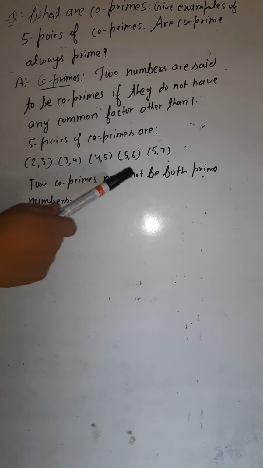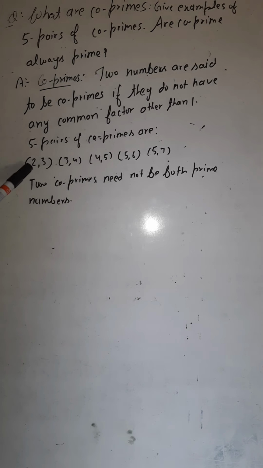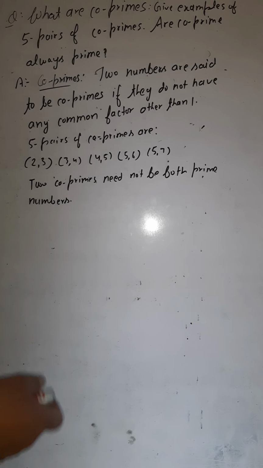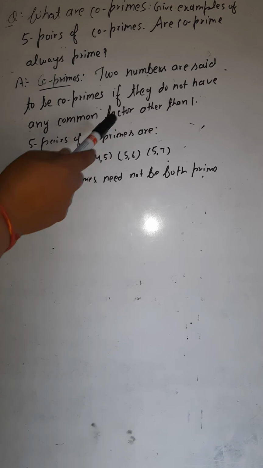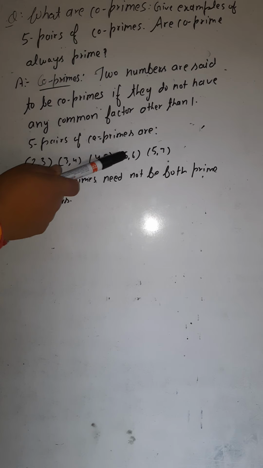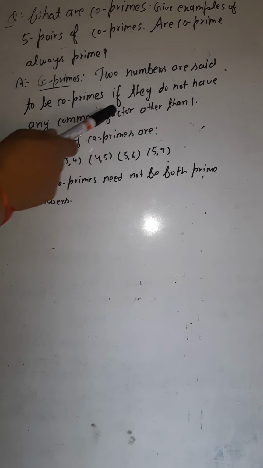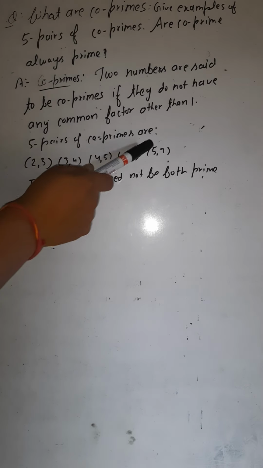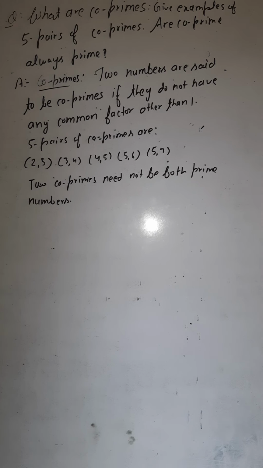Two co-primes need not both be prime numbers. Both can be prime, or one can be prime and the other an even or composite number. That is not a necessary condition that both should be prime. Like here 5 and 6, 6 is composite and 5 is prime, but both have only one common factor, that is 1. Similarly here also. So these are some examples of co-primes.